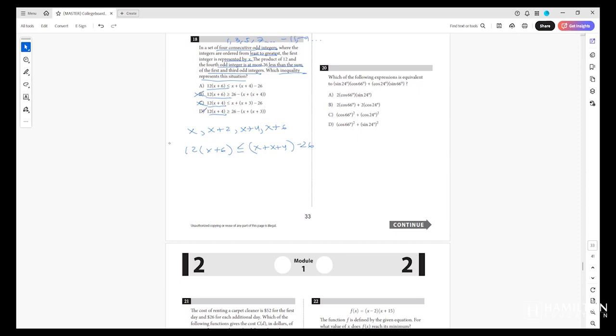Let's make sure, though, that A is completely right. So then we have x and x plus 4. So it's x and x plus 4. And then we have the minus 26 at the end. Perfect. All right, so A has everything right there, which means we're done. And we can go on to the next question.